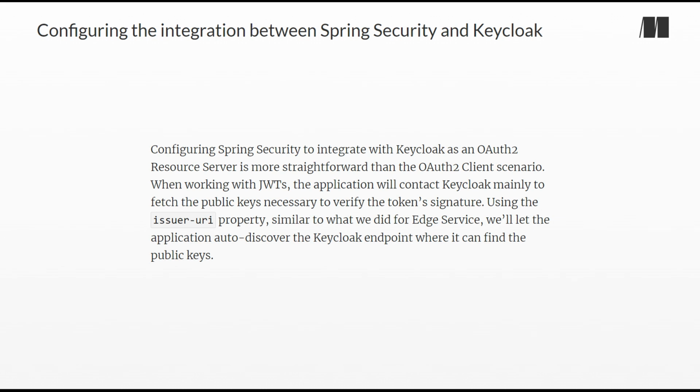Configuring Spring Security to integrate with Keycloak as an OAuth2 resource server is more straightforward than the OAuth2 client scenario. When working with JWTs, the application will contact Keycloak mainly to fetch the public keys necessary to verify the token's signature. Using the issuer URI property, similar to what we did for Edge service, we'll let the application auto-discover the Keycloak endpoint where it can find the public keys.